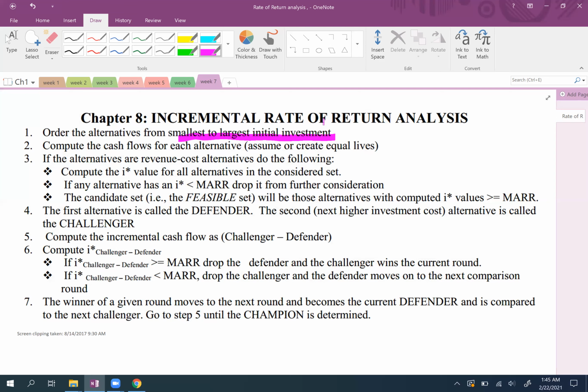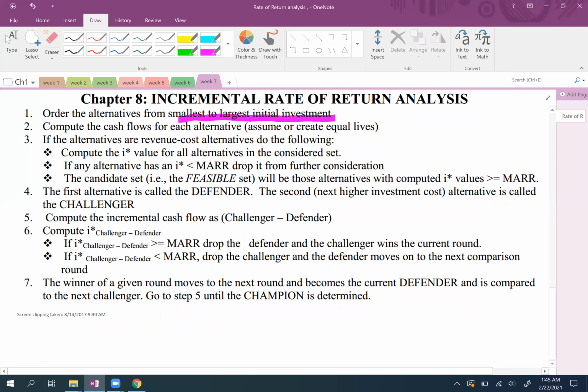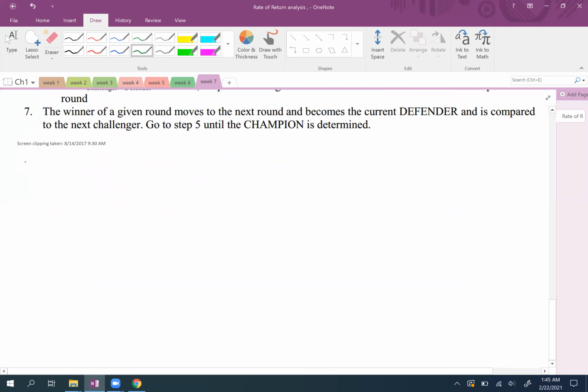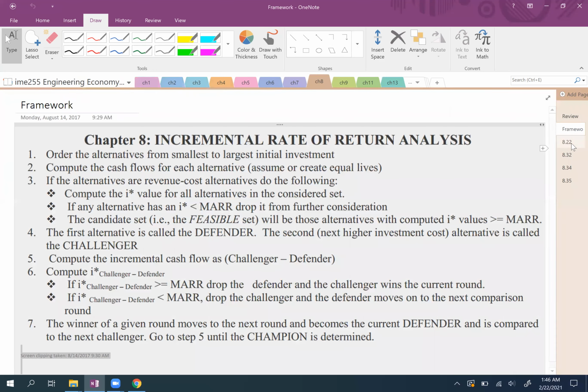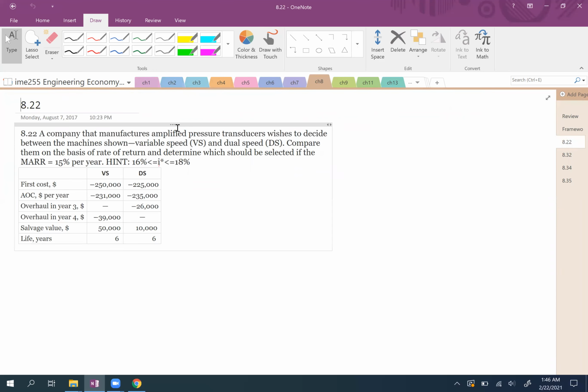Obviously, it will not be more meaningful unless we solve examples. To practice this procedure, I would like to start solving some problems from your textbook. The first example that I want to solve is problem 8.22 from your textbook, where I implement this procedure, the incremental rate of return analysis, to compare two alternatives. So let's look at problem 22. I want you to read this example.